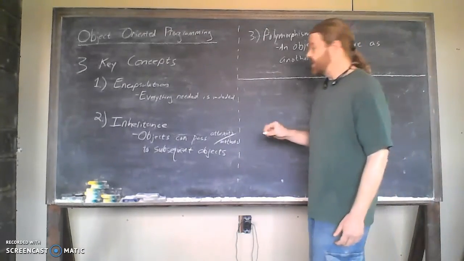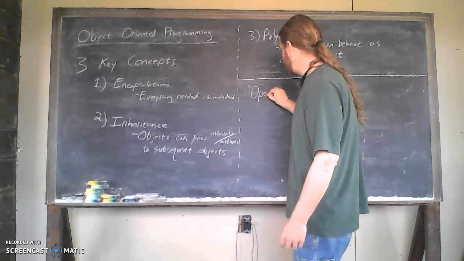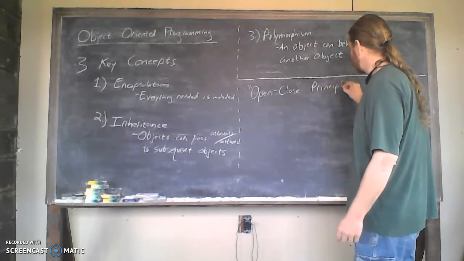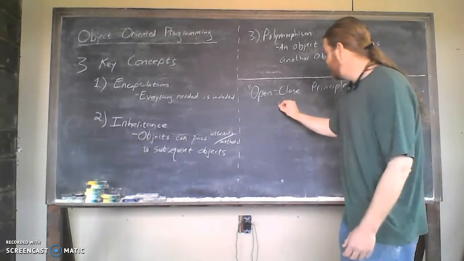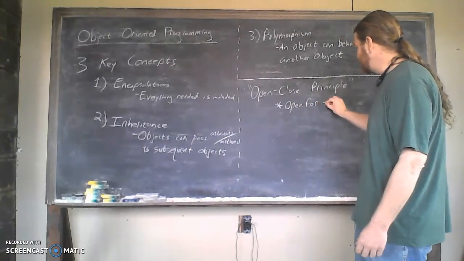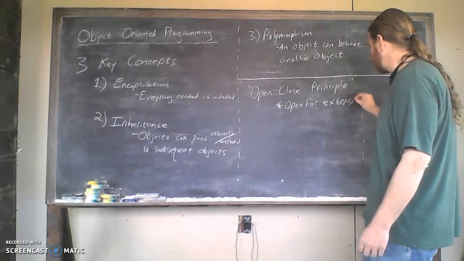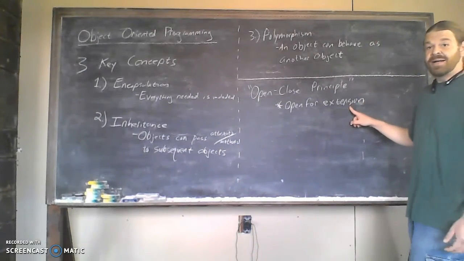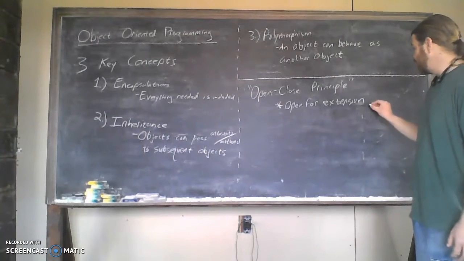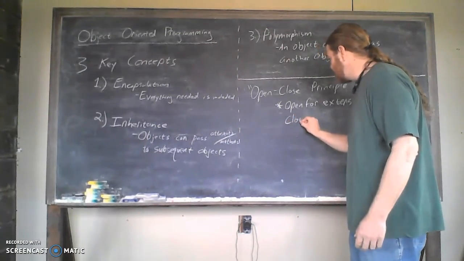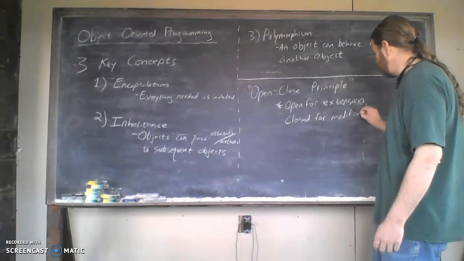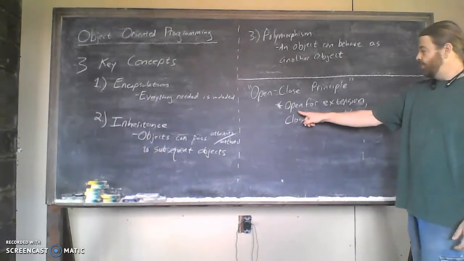So another point about objects is what we're going to call the open closed principle. This basically just means our objects are open for extension. We can extend it into a new object, and that's where the inheritance is going to come in, so we'll get to that part in a moment. Open for extension, closed for modification.